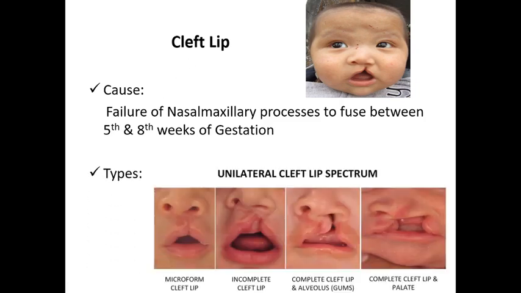So cleft lip is of several types. Here you can see it's just a slight defect in the lip. So this is called microform cleft lip. It's just a small defect. Here it's an incomplete cleft lip. Here it's a complete cleft lip, and this is a complete cleft lip together with cleft palate. So these are the different types of cleft lip.